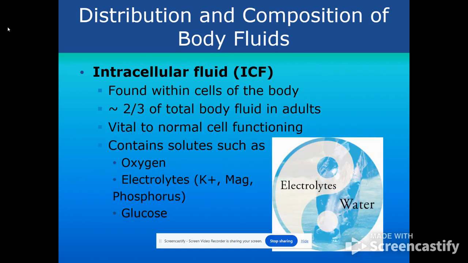So how is this distributed? Again, intracellular fluid is found within the cells of the body, 2/3 of the total body fluid found within adults. It is vital to normal cell functioning. It contains solutes such as oxygen, electrolytes such as potassium, magnesium, and phosphorus, and it also contains glucose. All of these allow metabolic processes to occur within the body.